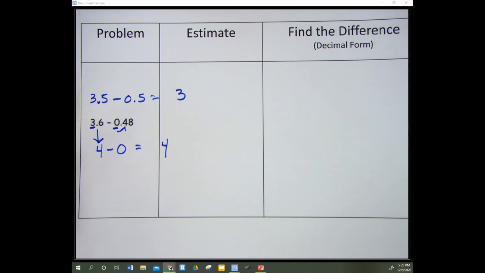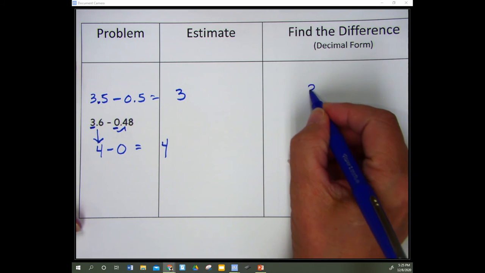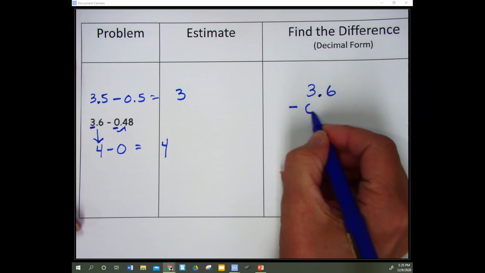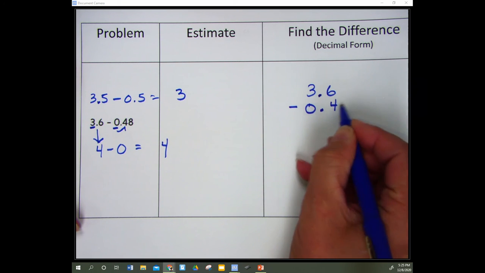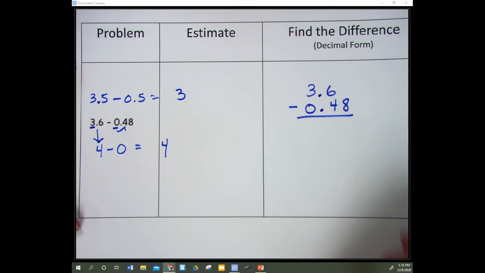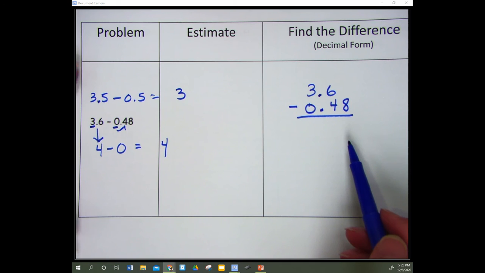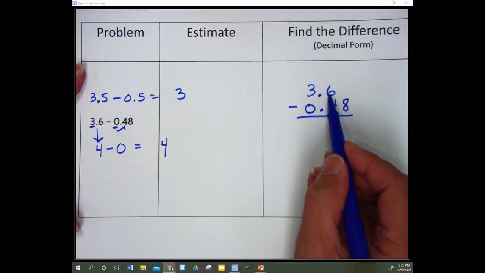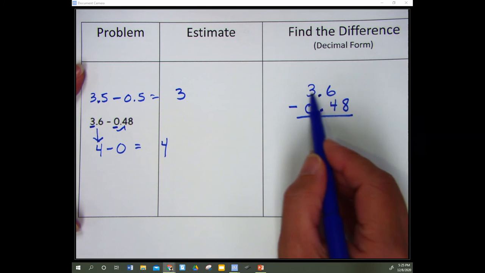Go ahead and find the exact difference. What is the exact difference between 3 and 6 tenths and 48 hundredths? Okay, so we know we need to recopy these numbers so the decimal points get lined up. That's super important. Now I have my decimal points lined up. This time, I have to put a 0 to the right of the 6 tenths in my minuend, my top number.